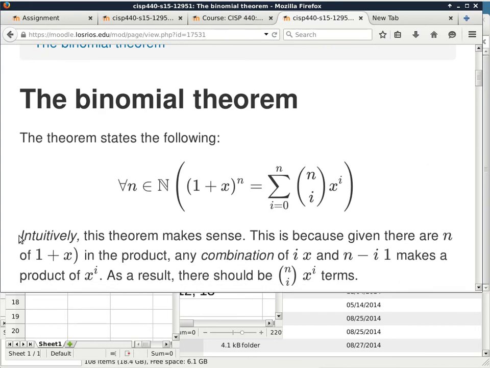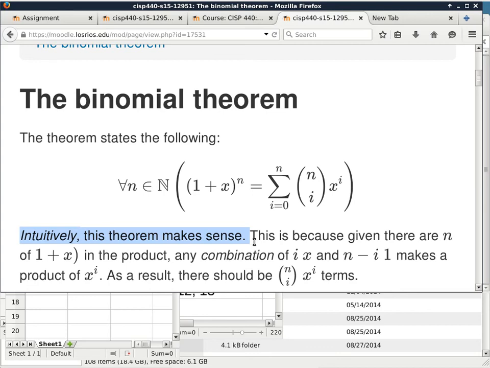The first paragraph says intuitively, this theorem makes sense. The way it makes sense is when you have (1 plus x) multiplied n times, and you want to worry about x to the power of k, then there are k terms that will contribute the x, and then there will be n minus k terms that will contribute a 1, and therefore you end up with x to the power of k. But the number of ways you can combine between all the individual terms should match also the number of combinations.